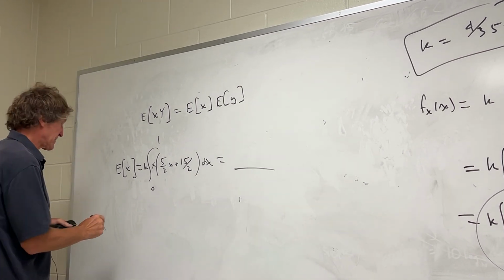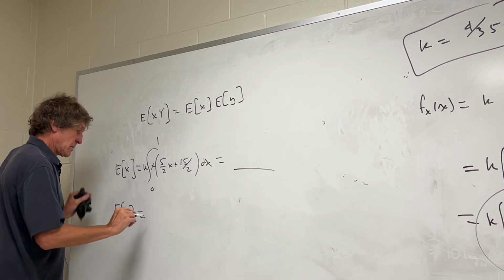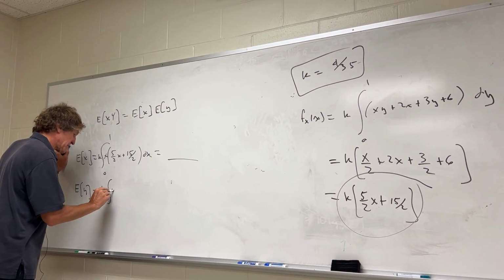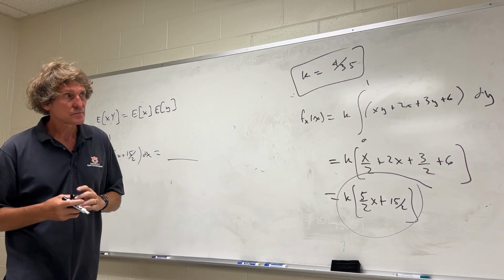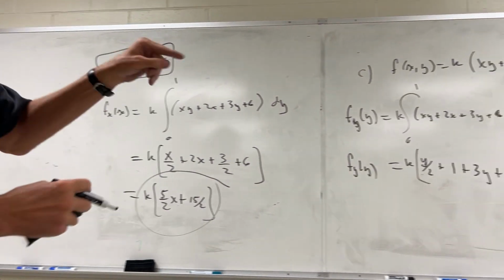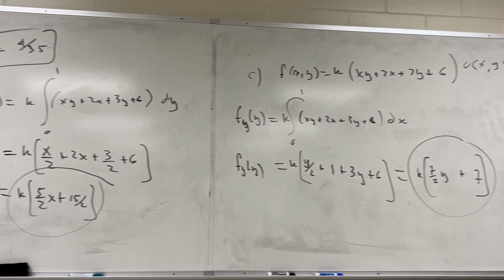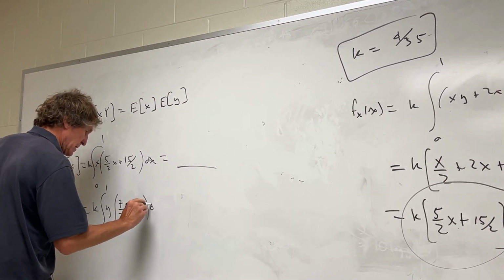And what's the expected value of y? Well, the k can come out in front. It's an integral of y from 0 to 1, and here f of y is 7/2 y plus 7, dy, right?